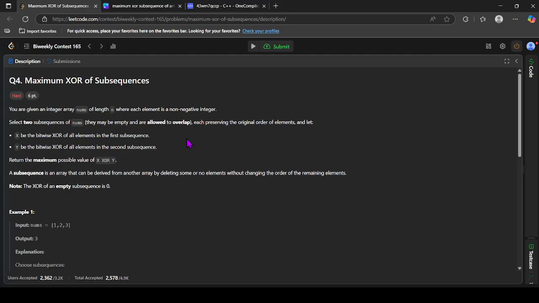Let x be the bitwise XOR of all the elements in the first subsequence, and let y be the bitwise XOR of all the elements in the second subsequence. Return the maximum value of x XOR y. A subsequence is an array that can be derived from the given array by deleting some or no elements without changing the order of the remaining elements. The XOR of an empty subsequence is 0.